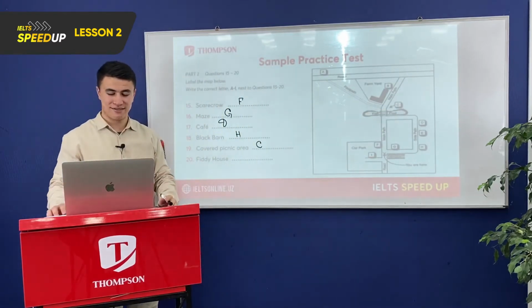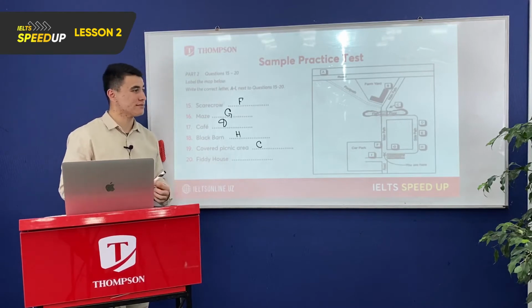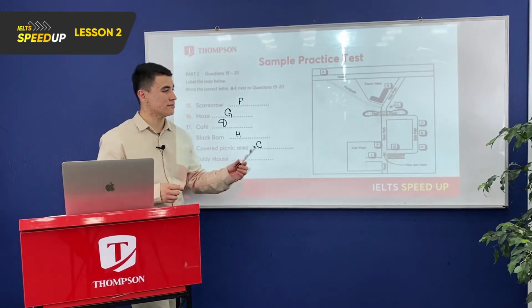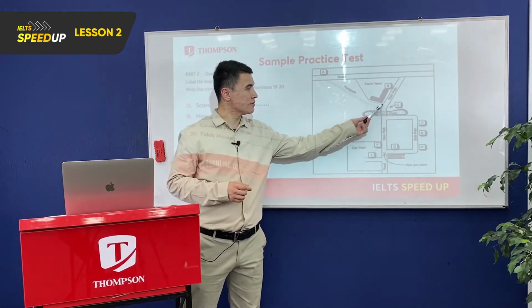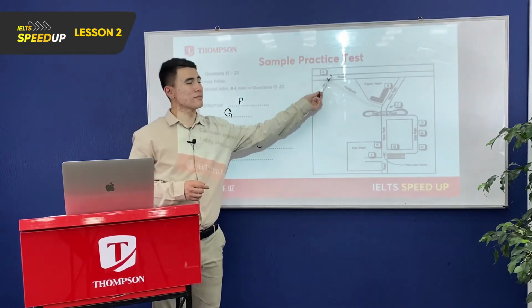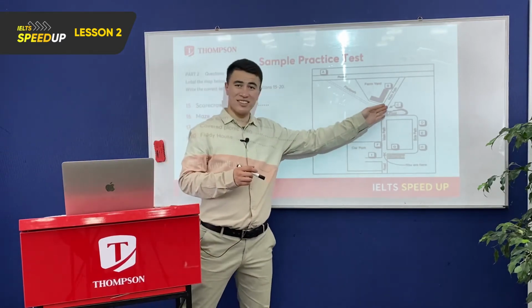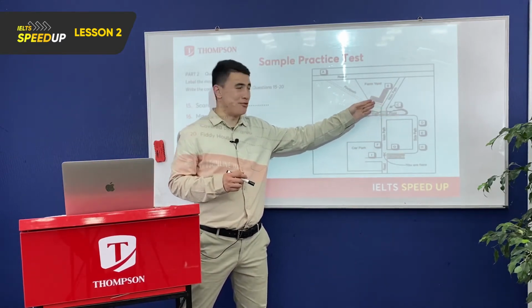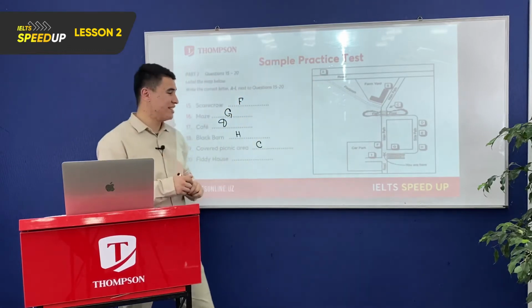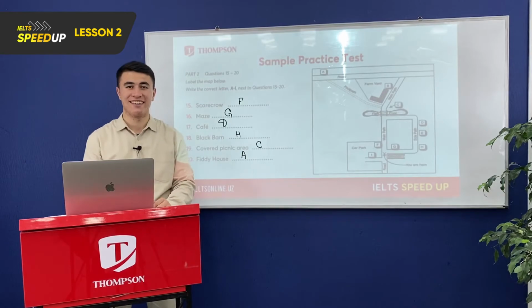So, the last thing to mention is Fiddy House itself. From here you can cross the bridge, then walk along the footpath through the field to the left of the farmyard. That goes to the house. So you cross the bridge, take a footpath, and you will reach the house. So the answer is going to be A.